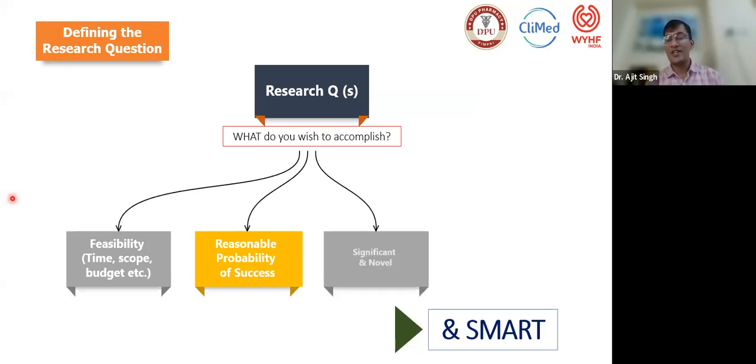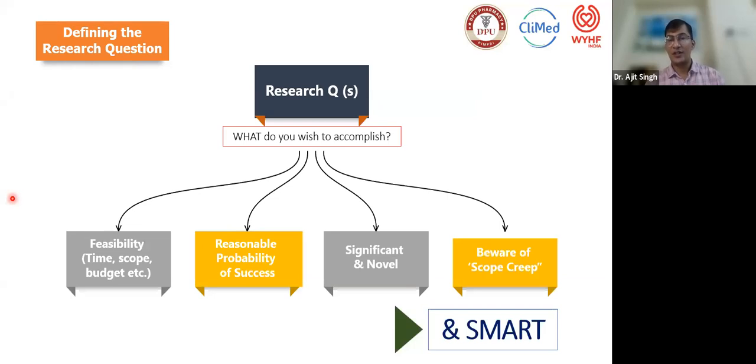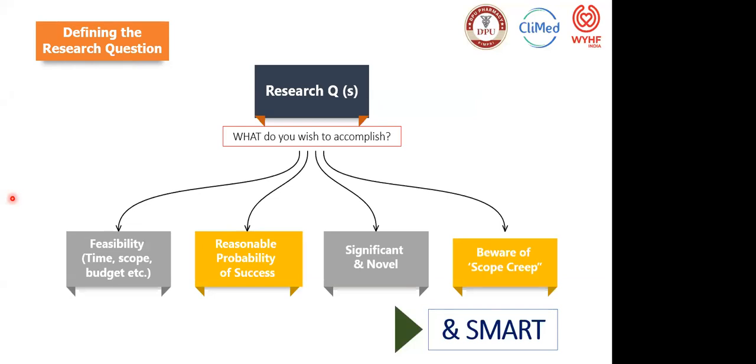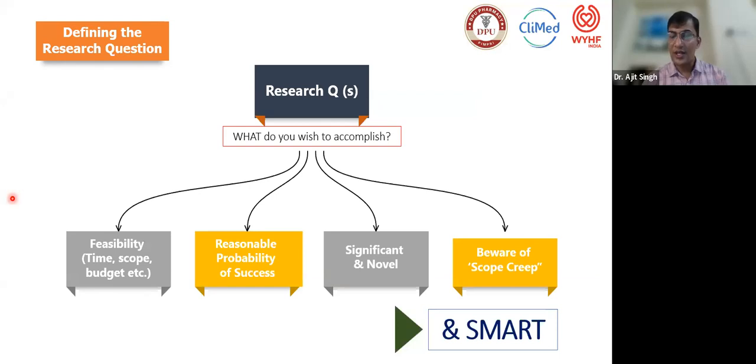Defining your research question. You got the research idea, but now you have to refine it to a question. That will be the title of your research, the aim of your research, and the major objective of your research. You have to define the question. That's very important. After the idea, you have to come to the research question or questions like objectives.